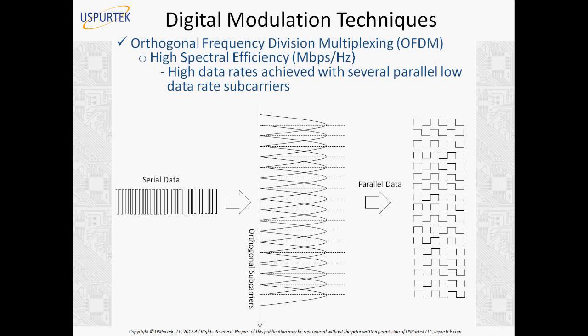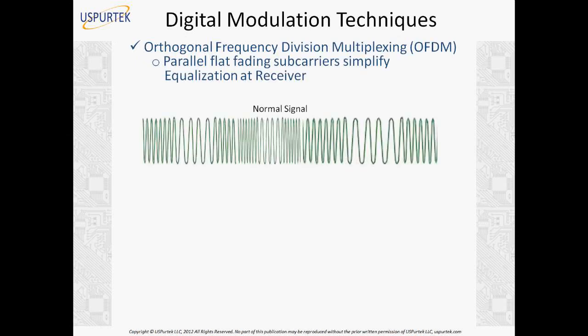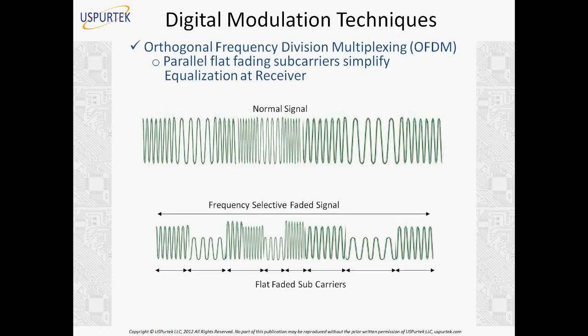Well, there is another benefit of doing that. Since each subcarrier is a very narrow frequency band, in this illustration we see the normal signal which is not faded. But here we have specific components of subcarriers. They are fading actually, but they are flat faded. That means each frequency we can equalize at the receiver end. So our equalization becomes very simple.